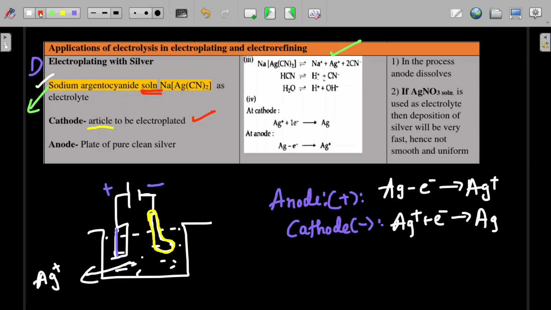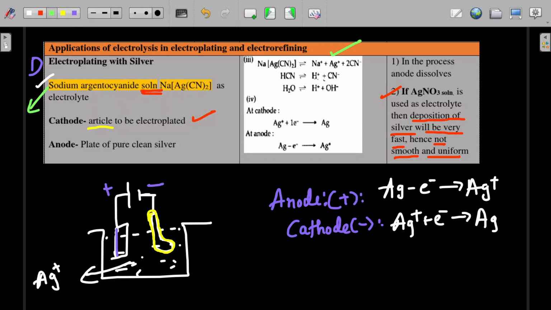So here one give reason question is given. Why don't we use silver nitrate as an electrolyte? Why are we using this sodium argento cyanide solution, right? So if we use silver nitrate as the electrolyte, then deposition of silver will be very fast, hence not smooth and uniform. Okay, because it is mainly done for decorative purpose. The article should look very nice. If the deposition is not smooth and uniform, then it will be a waste, right? Therefore we use sodium argento cyanide.